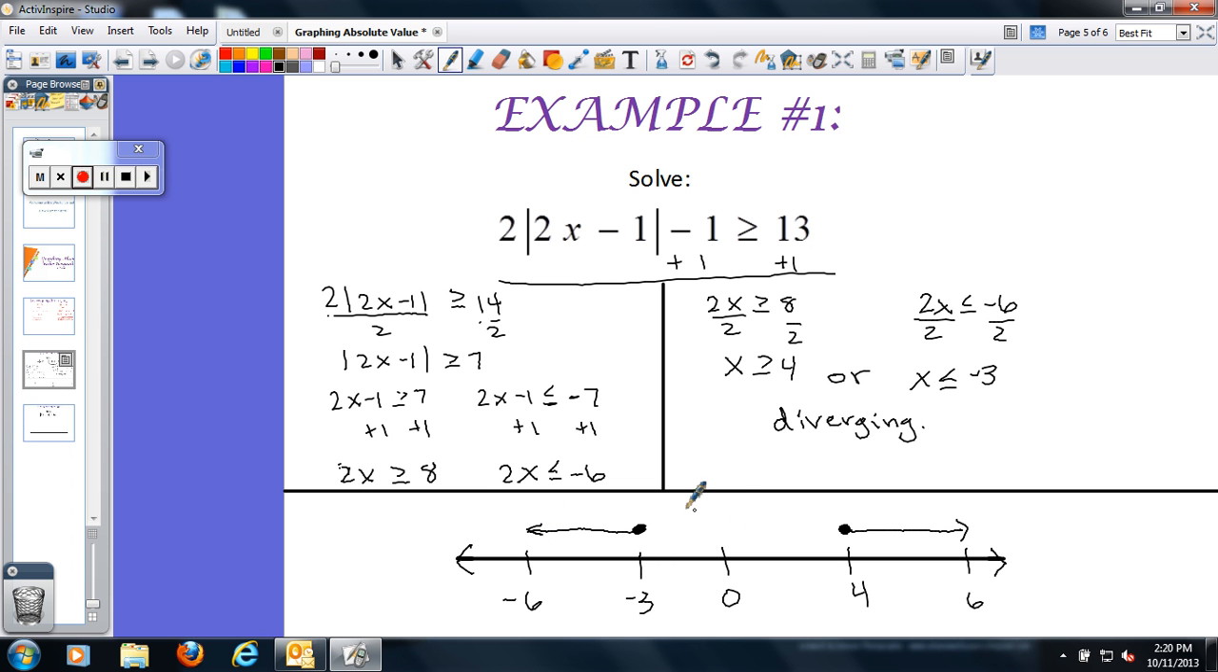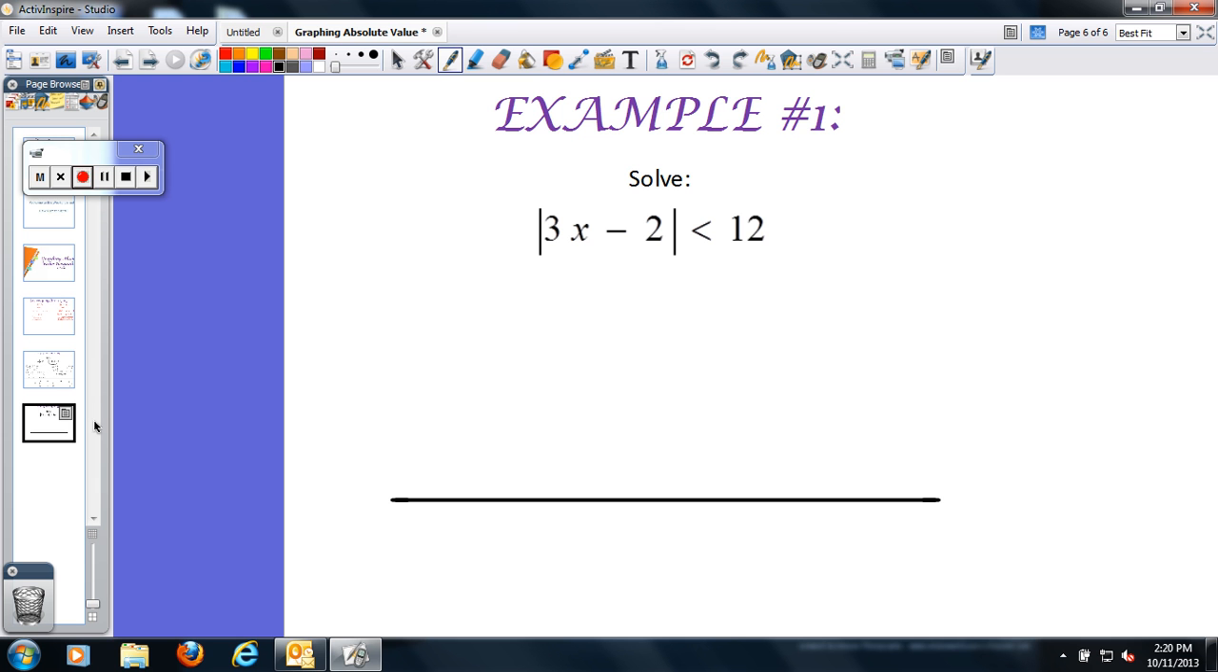And this is diverging, and you can see that the answers are going away from each other. This one is going to the left, this one is going to the right, and there's a space in between where there is nothing. So this is what we call a diverging inequality. Okay, so now let's go ahead and look at, and this actually should say, example number 2.